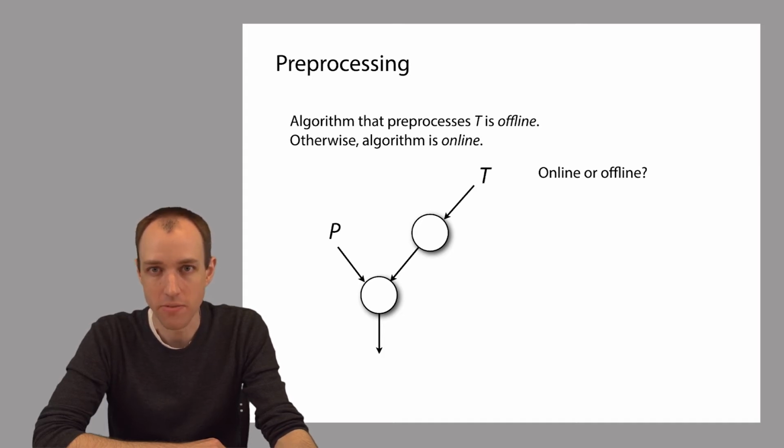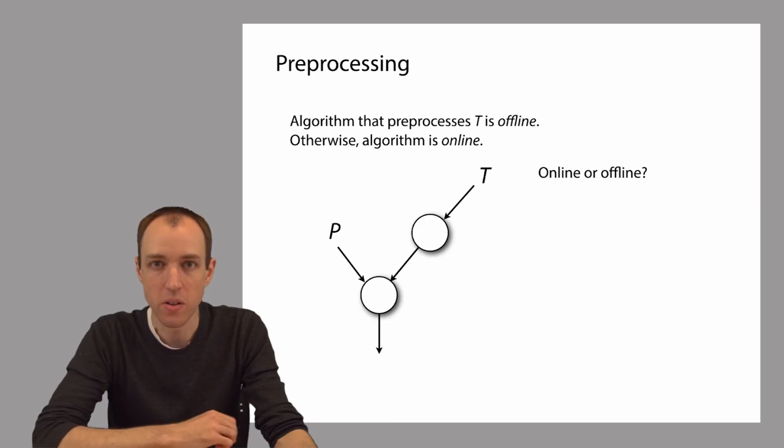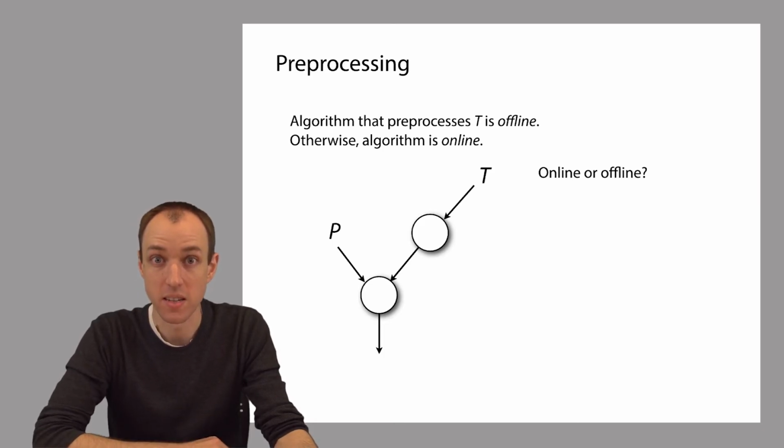An algorithm that uses a pre-processed version of the text T goes by a special name. It's called an offline algorithm, whereas an algorithm that does not pre-process the text is called online. Notice that this definition is the same regardless of whether we pre-process P or not. An online algorithm may or may not pre-process P, and an offline algorithm may or may not pre-process P. The distinction is whether or not we are pre-processing the text T.